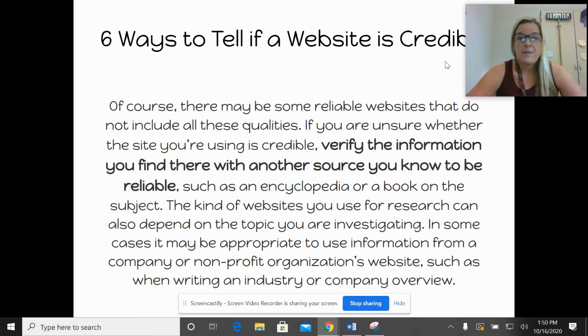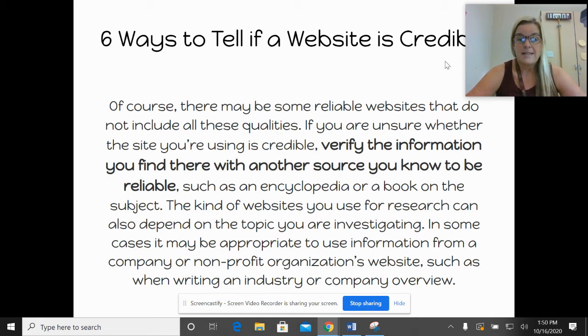Of course, there may be some reliable websites that don't include all of those qualities. If you are unsure whether the site you're using or looking at is credible, verify the information you find there with another source that you know is reliable, such as an encyclopedia or a book on the subject, or talk to an expert.